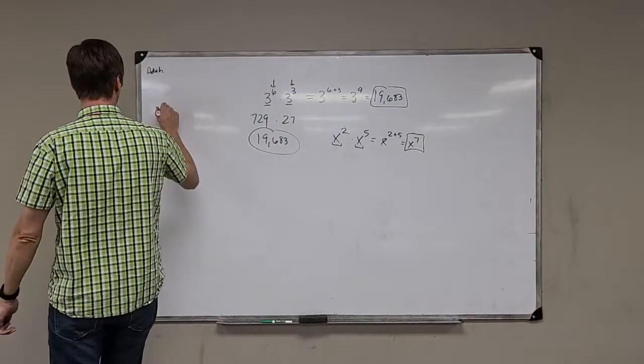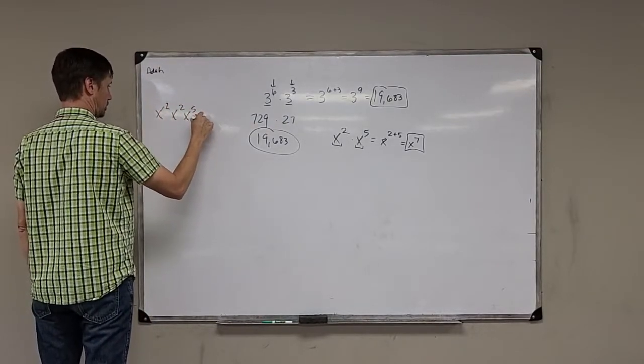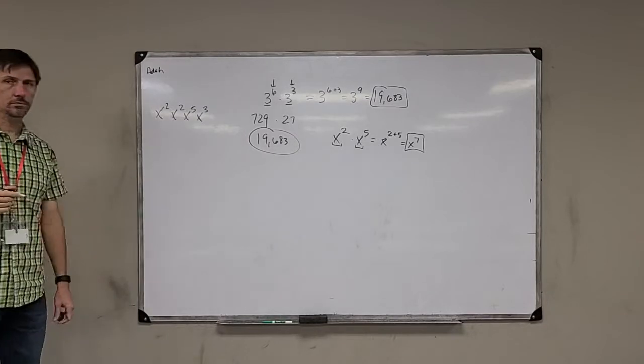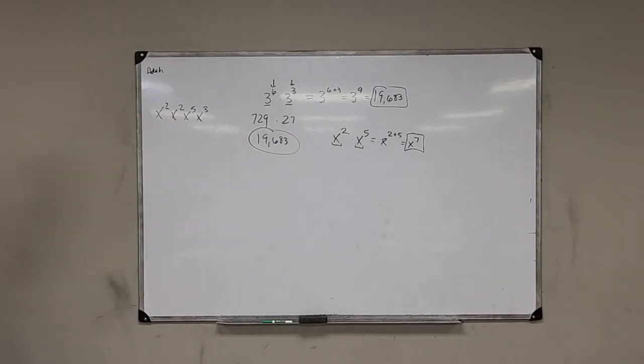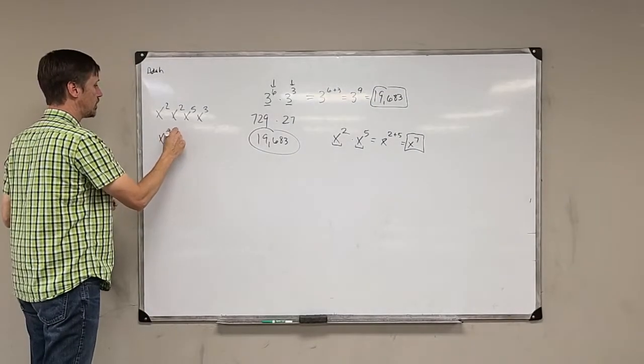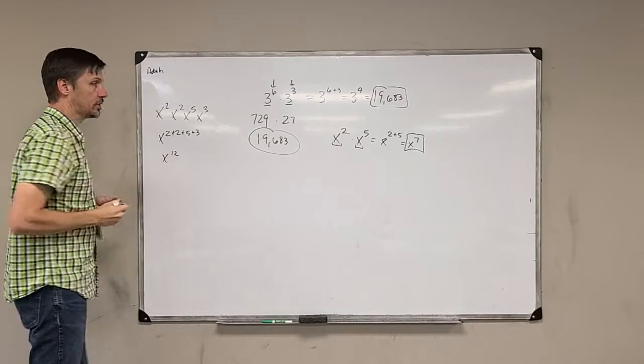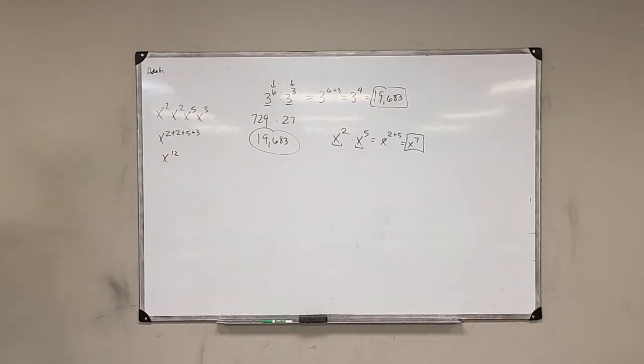So if you have something like this, what would the answer for that be? X to the 12th power. She said x to the 12th, and she got that by saying it's x to the 2 plus 5 plus 3, which is x to the 12th. So you just add those exponents together.